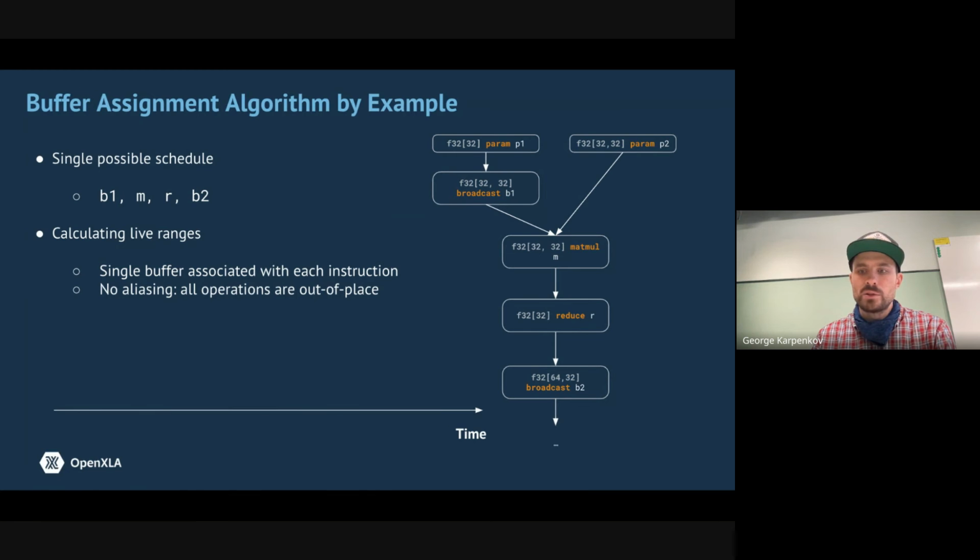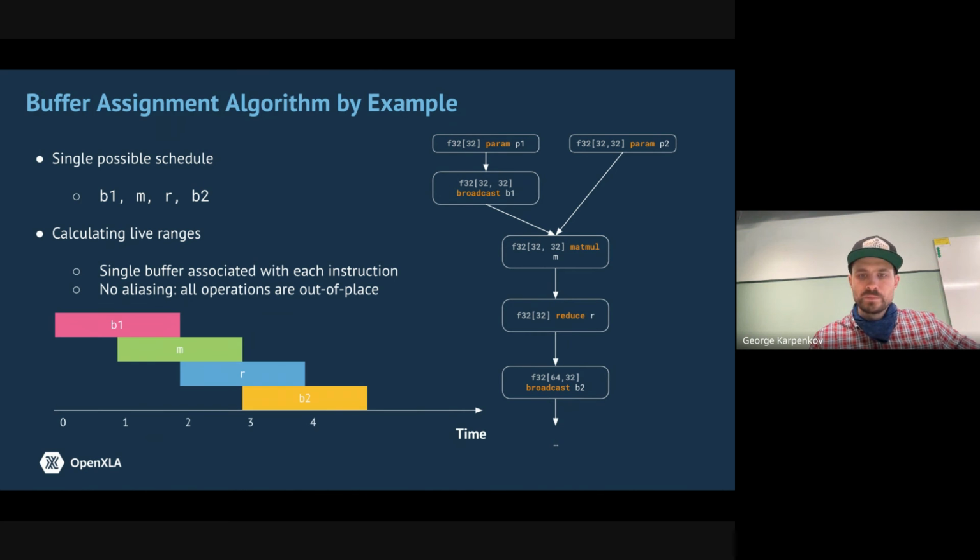And then we can look at an example here where we have a single program on the right. There is no aliasing, and we have a single buffer associated with each instruction. So here we start by calculating live ranges first. So we have a broadcast, and the time is just elements; basically when something becomes alive or something dies, we insert a new unit of time. And then we have this very simple stacking diagram of when new slabs appear, and then the box is cut when they die.